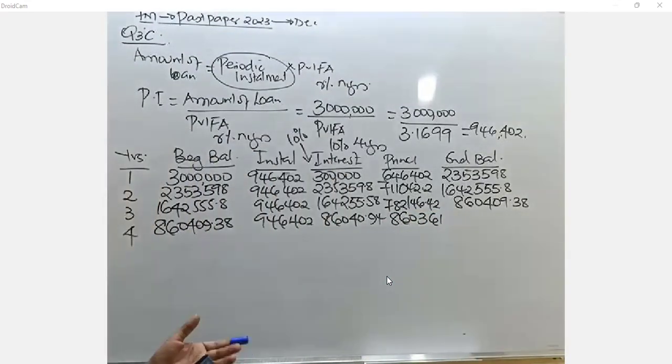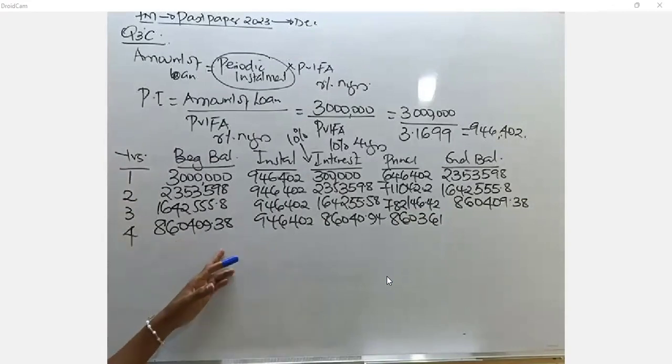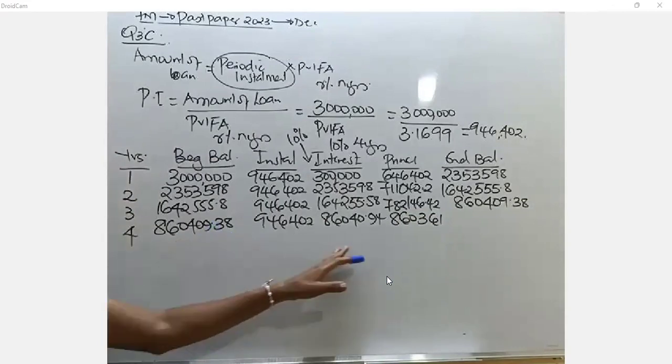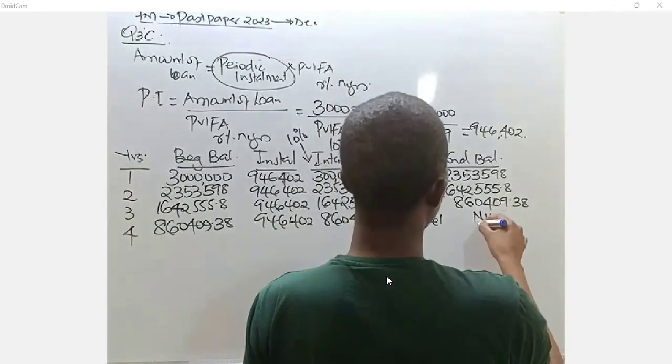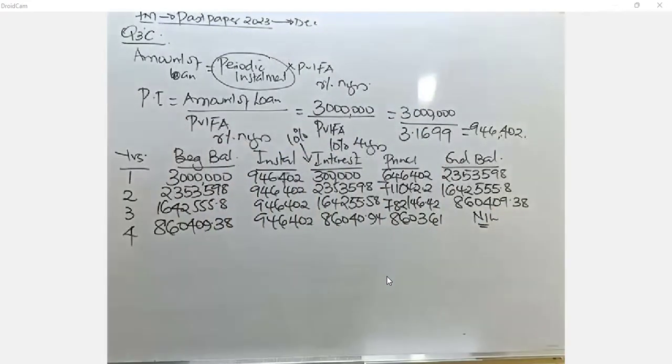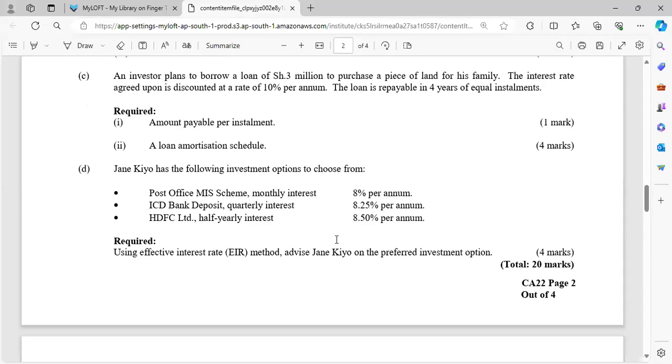And I said in our previous class, when you see the difference is very small, it is normally brought about by rounding off errors. So here we are supposed to be getting nil. At the end of year four, you should have already finished paying back your loan. I think we don't have much problem with the loan amortization schedule. Now we have question number D, question 3D.